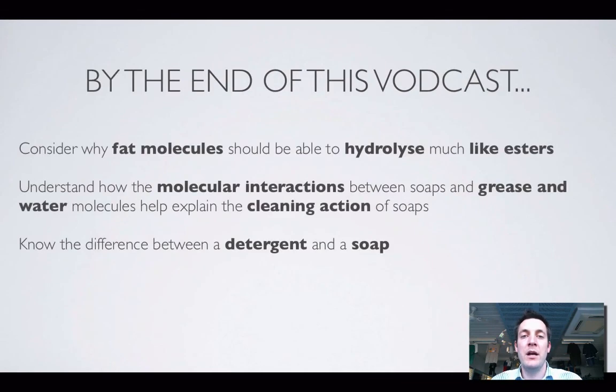Okay, now if you remember, we said at the start of this film that we hope to understand why fat molecules could be hydrolyzed just like any other ester, why once we've broken down a fat, the molecules that we end up with are quite good at forming intermolecular interactions not only with water but also with grease molecules, and understand why that helps them clean. Okay, and we've just finished up by talking about the difference between detergents and soaps.